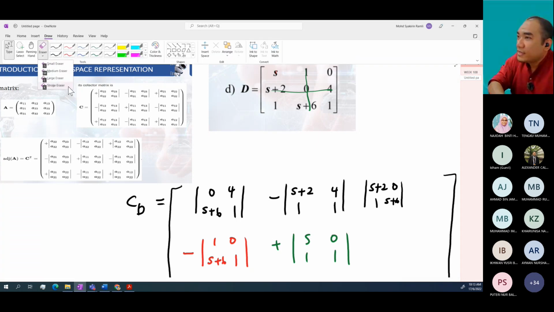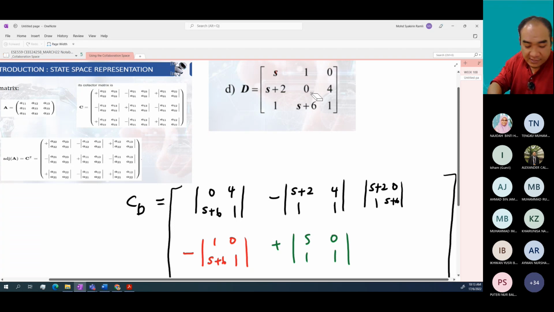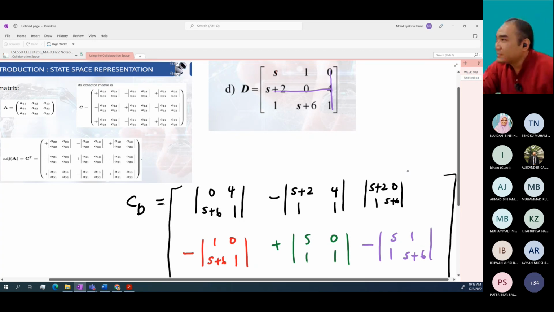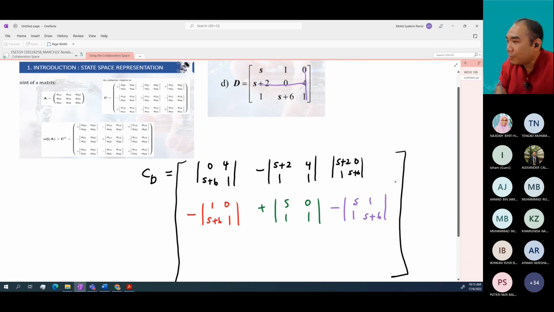And the last one, kita akan ambil yang ini pula. Kan tutup ini. And then kita akan ada minus. Dia akan jadi S, 1, 1, S tambahkan dengan 6. Okay. Next, kita nak isi yang kat bawah ni pula.